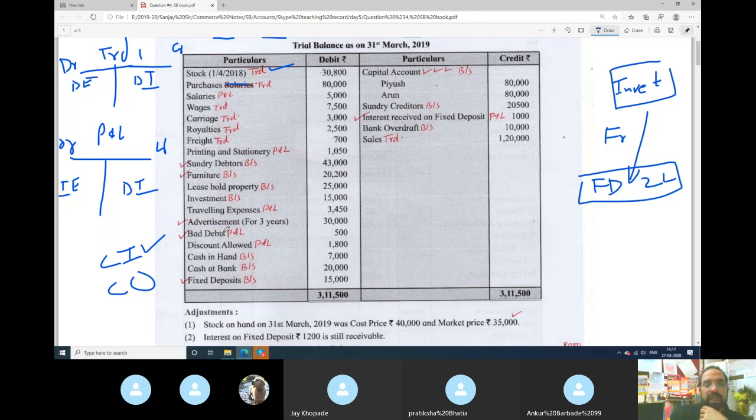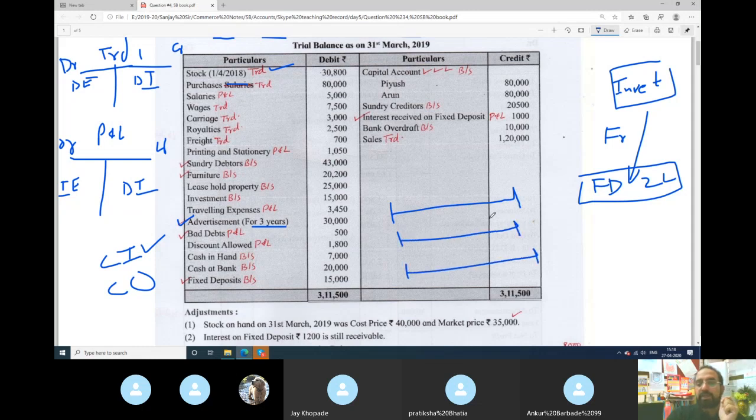See, this is important. Advertisement. Here is a hidden adjustment. I have told you in the last question also there was one item to which a bracket was given. For example, yesterday or the day before yesterday we solved insurance, and in the bracket it was written 2 years. Like that only, advertisement for 3 years. So this is an adjustment, we will make a tick here. Advertisement 30,000 we have paid, but this 30,000 is paid for 3 years, and here we are making final accounts for only 1 year.